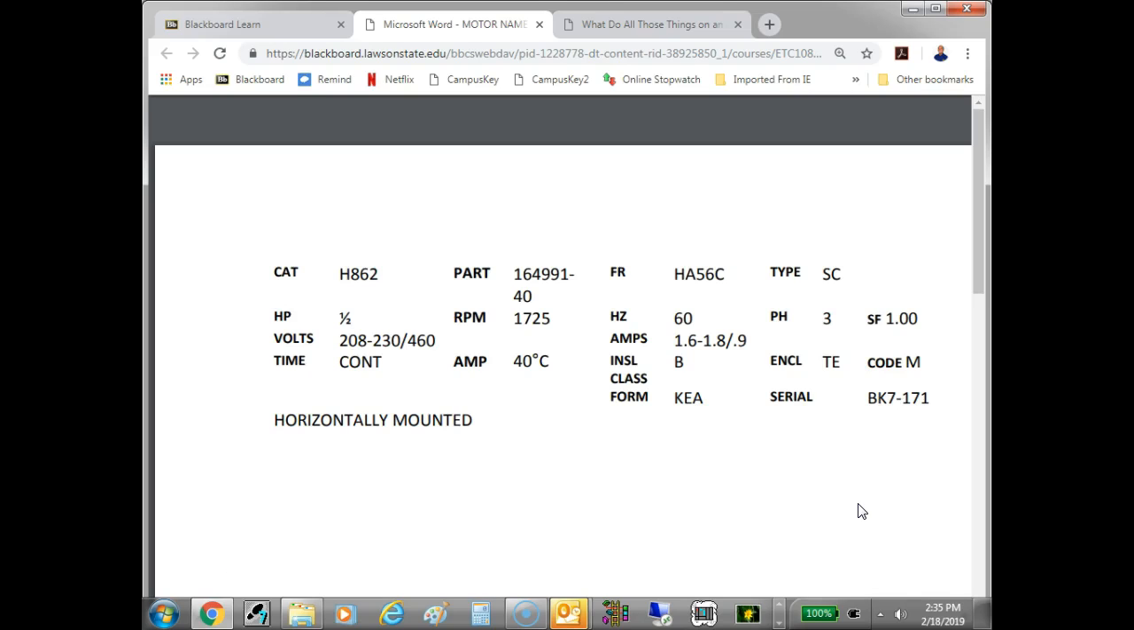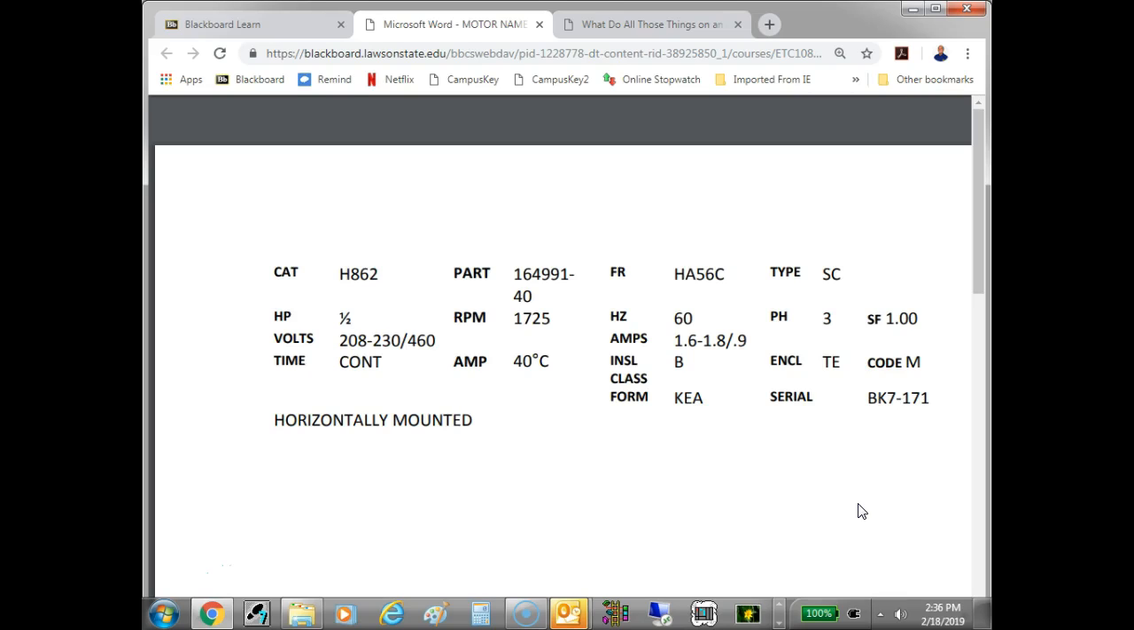We're going to run ours on 208. We can run it on 208, 230, or 460. This is the full load current. If I run it on 208, it's going to pull 1.6 amps. If I run it on 230, it's going to pull 1.8 amps. If I run it on 460, it's going to pull 900 milliamps.